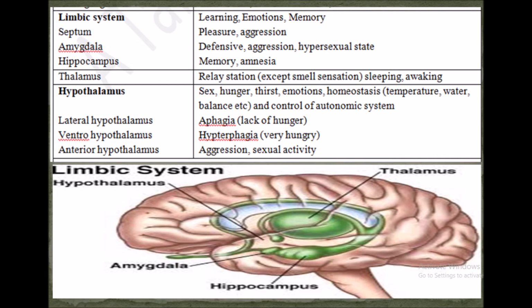Like I will repeat again: cerebral cortex, frontal lobe, parietal lobe, occipital lobe, temporal lobe, motor cortex, sensory cortex, Broca area, Wernicke's area, basal ganglia, limbic system, which can also be divided into three major parts: septum, amygdala, hippocampus. There is another structure, thalamus, and once again hypothalamus. Hypothalamus can also be divided into three major parts: lateral hypothalamus, ventral hypothalamus, and interior hypothalamus.